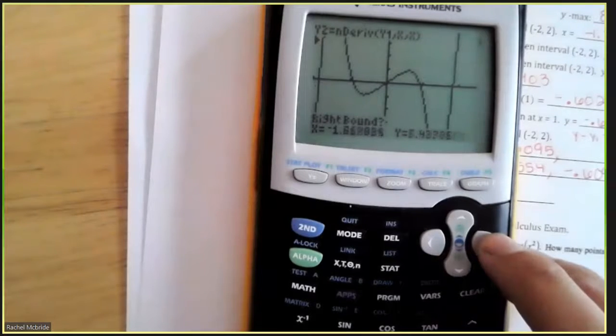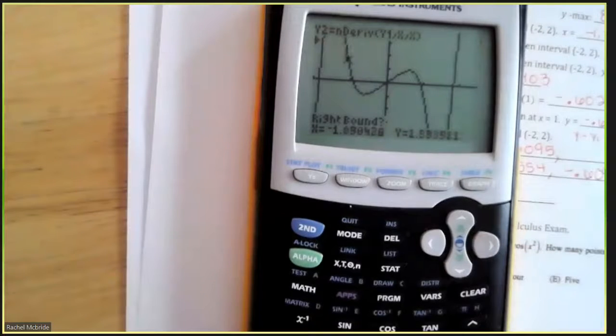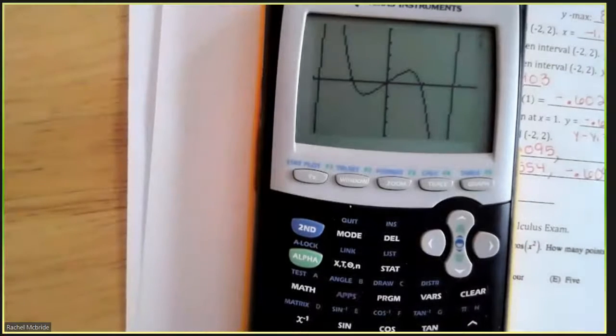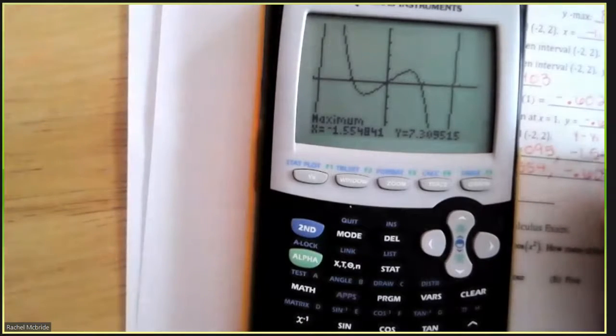Enter. Cursor. There you are. So you just always want to make sure your two arrows are pointing in at the value you want to find. And there we see a negative 1.554.